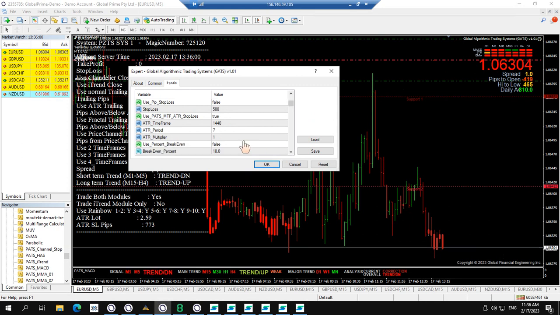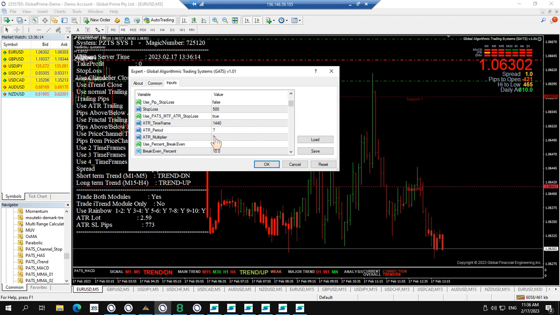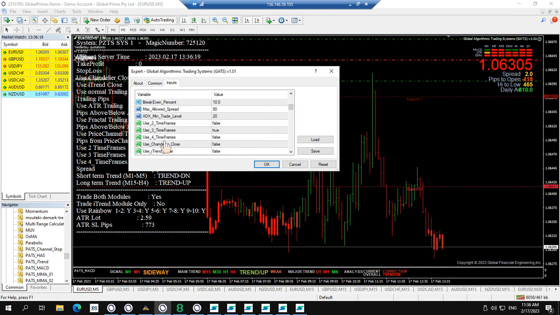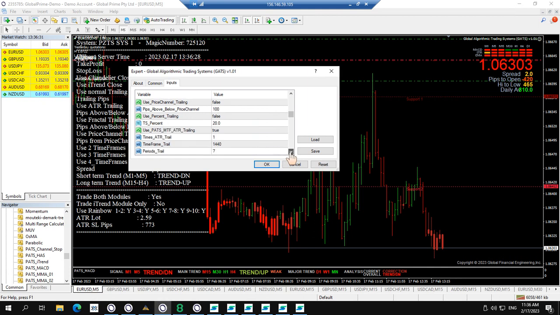And you'd have seen the configure, or we configure the one ATR, DATR, period 7, time frame 1440, which is the amount of minutes in a day, and the ATR multiplies 1. We'll also go down to the trailing, and you'll have seen 3 time frame confirmation. We're not going to go through all the features. You will also see the normal trailing to be 350 points. We also have the ATR trailing configured same as the stop loss.